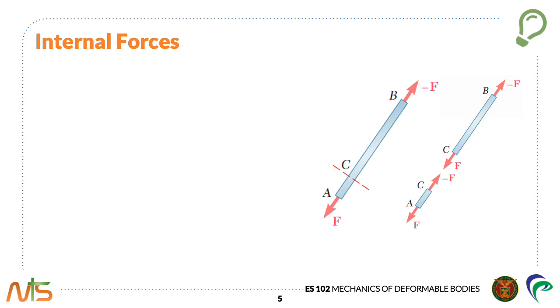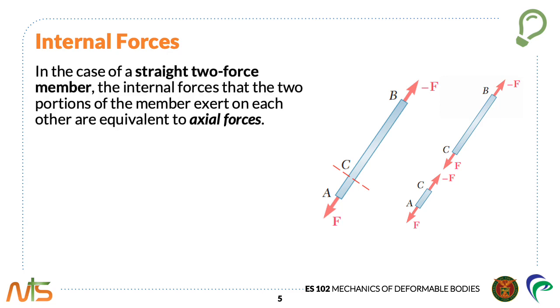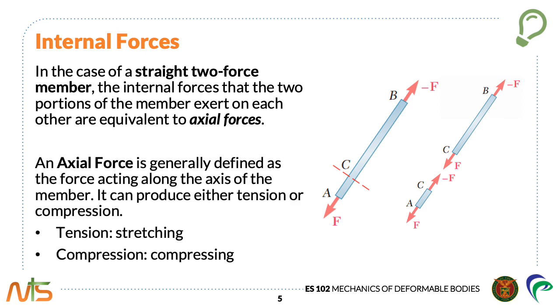Therefore, we can conclude that in the case of a straight two-force member, the internal forces that the two portions of the member exert on each other are equivalent to axial forces. So what is an axial force? An axial force is generally defined as the force acting along the axis of the member. It can produce either tension or compression. So in this example, the member is in tension and will elongate under the action of the internal forces.